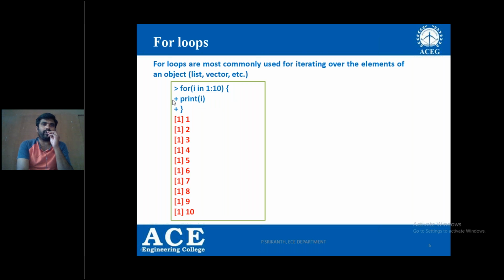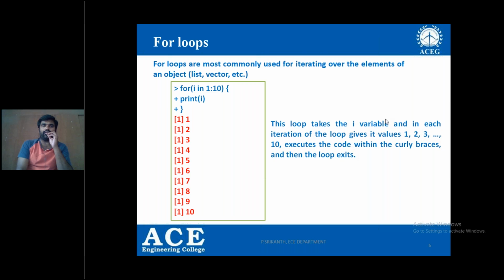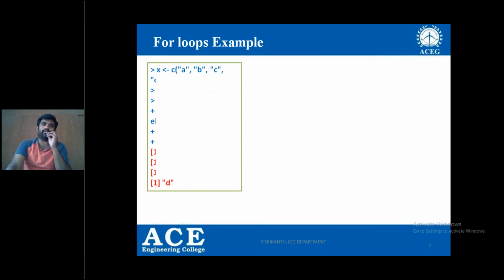As I said, if the code is entering into the second line, ultimately the prompt will change from the greater than symbol to the plus symbol, right? So don't think that it is an arithmetic operation. It's a simple code for printing the values from 1 to 10. Got it, right? This loop takes the i variable, and in each iteration it gives the values 1 to 10, executes the code within the curly braces, and then the loop exits. So, a simple example of a for loop.